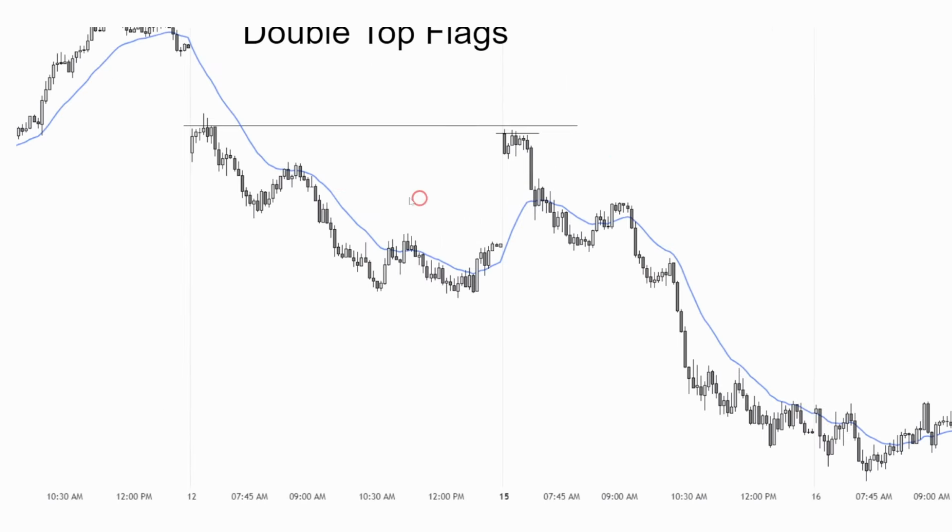Double top flags. Here is a 2-day bear flag. We have a big gap down, pull back. This is the first pullback and we sell off. The next day we have a big gap up. However, it's a lower high and they don't reach previous day's high, creating a double top. So here's the sell off and the double top.